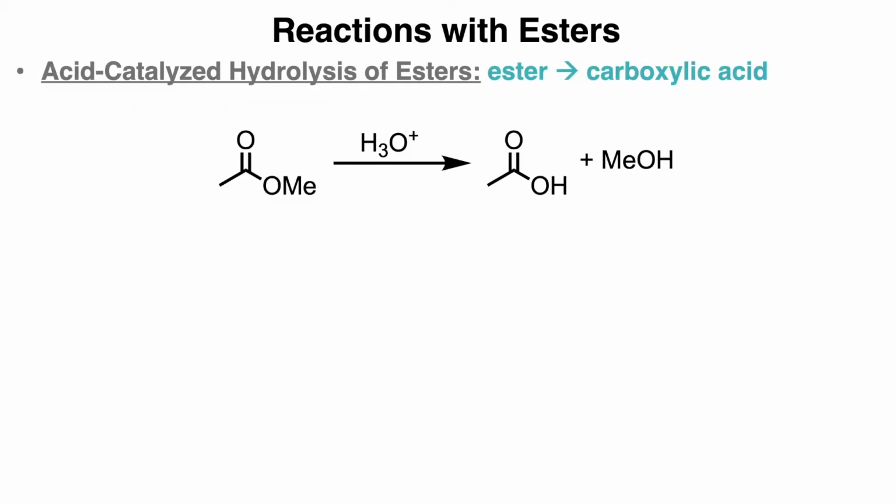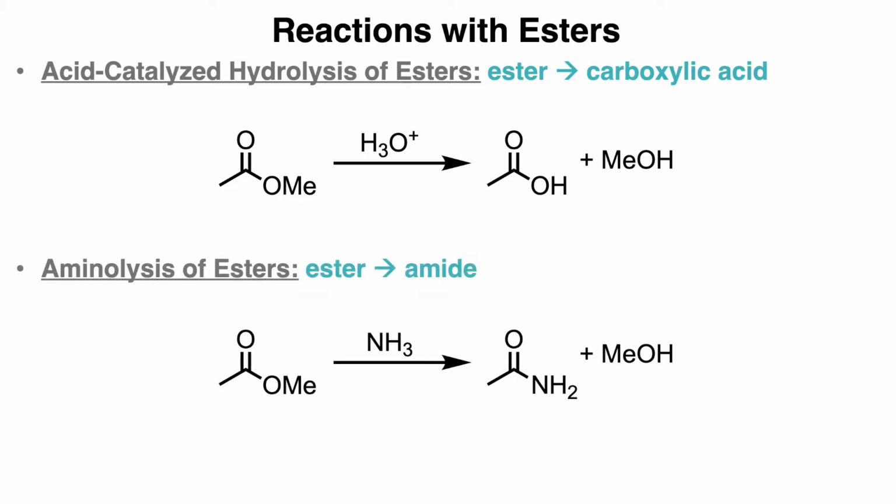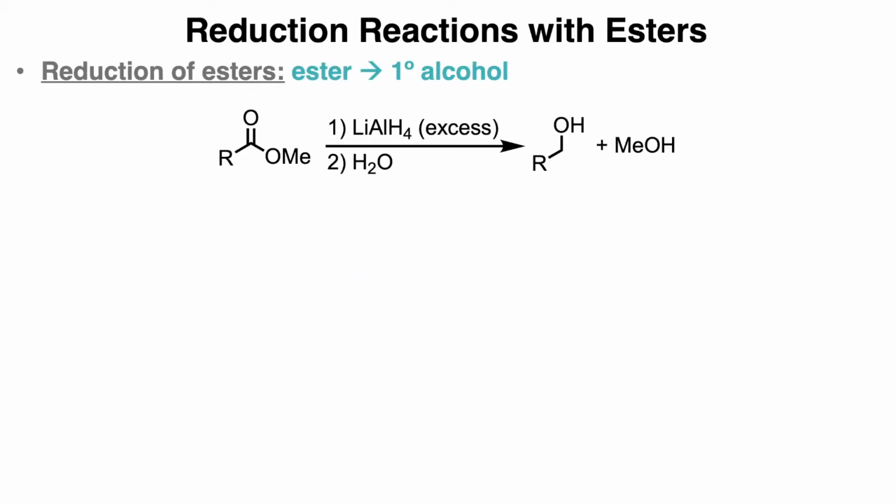Another reaction is acid-catalyzed hydrolysis that turns an ester into a carboxylic acid using H3O+, and aminolysis turns an ester into an amide using an amine. Esters can also be reduced using a variety of different reactions. To reduce an ester into a primary alcohol, you could use an excess amount of LiAlH4 in the first step, followed by water workup to form a primary alcohol.